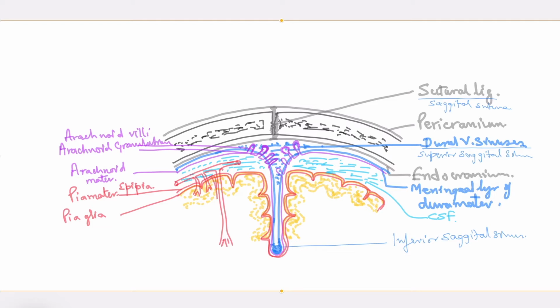This pia mater invests these vessels like a sheath, and this sheath of pia mater surrounding the central vessels, the cerebral vessels, is called the perivascular sheath of Virchow-Robin. You can call it Virchow-Robin's perivascular space.